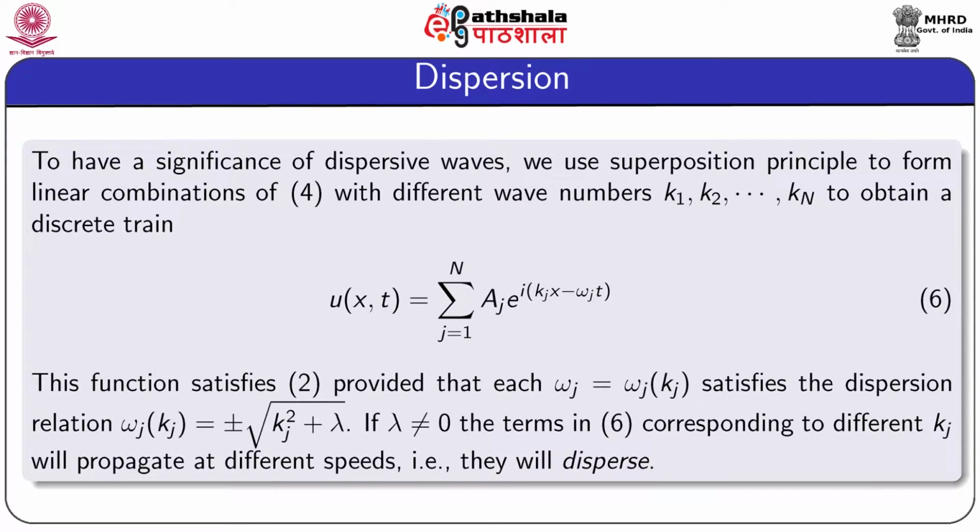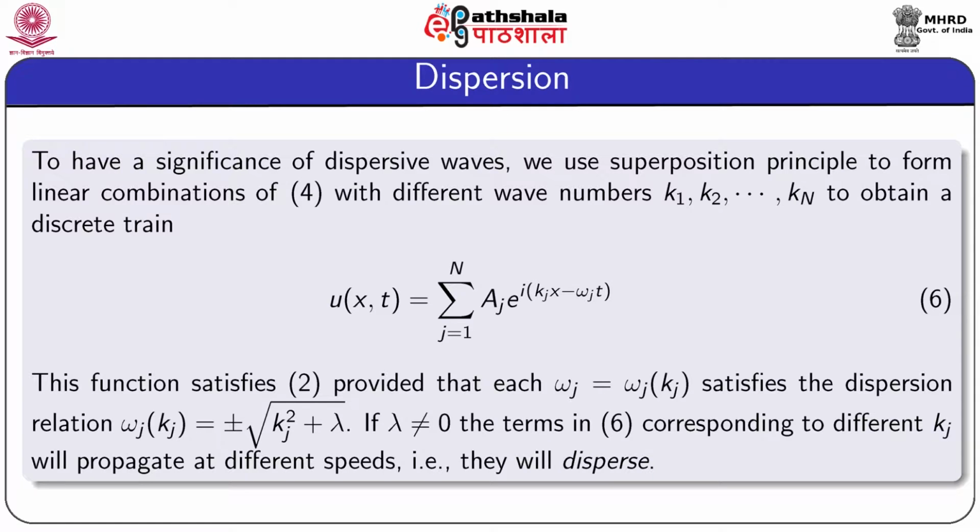Now, suppose there is a dispersive wave and the wave numbers of the different waves are k1, k2, kn. Now, the joint effect of these waves is represented in equation 6. So, u is represented as a linear combination of all the waves having wave numbers k1, k2, kn, and this function satisfies 2.